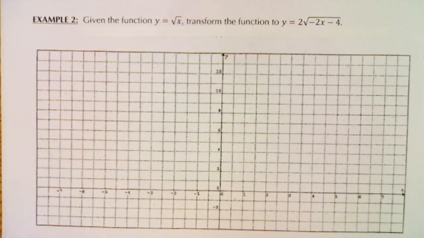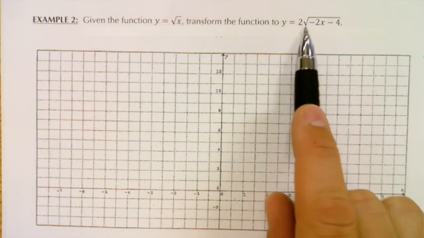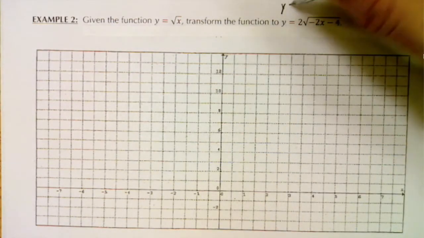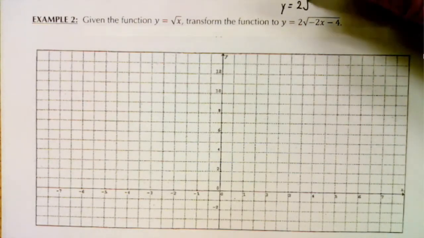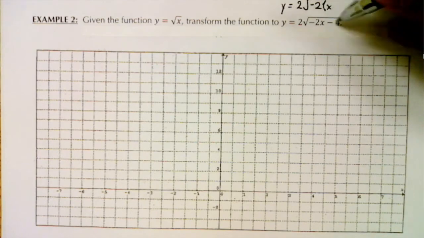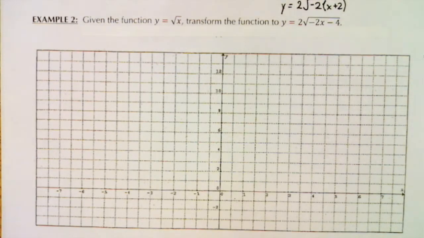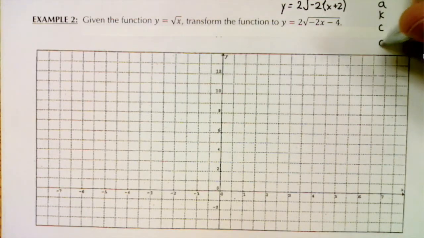Given the function y equals the square root of x, transform to get the function y equals 2 square root of negative 2x minus 4. Again, we have not common factored the k, so let's do that really quickly. 2 square root, we're going to common factor negative 2. So negative 4 divided by negative 2 is positive 2. There we are. We can now read the a, the k, the c, and the d.